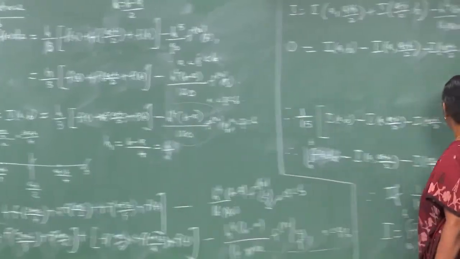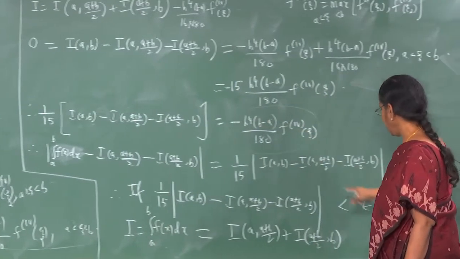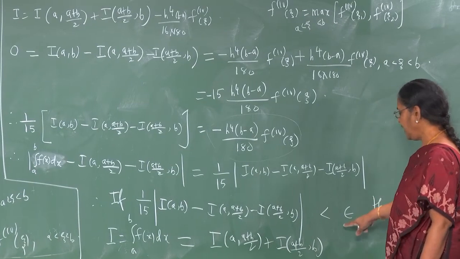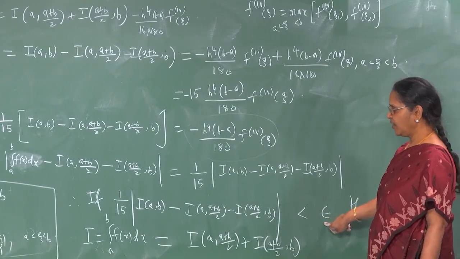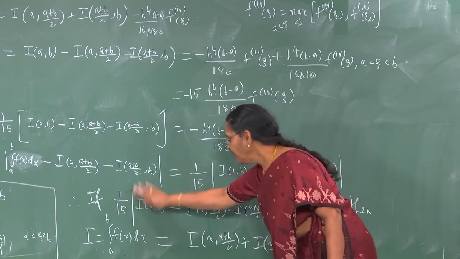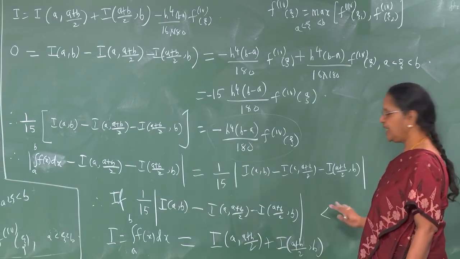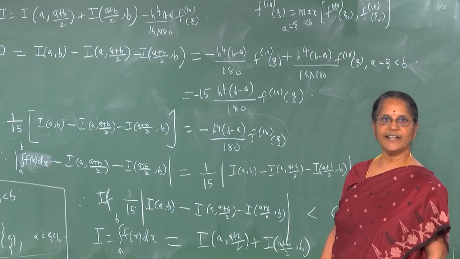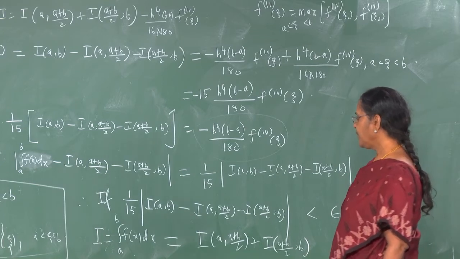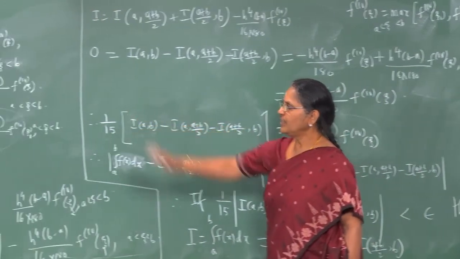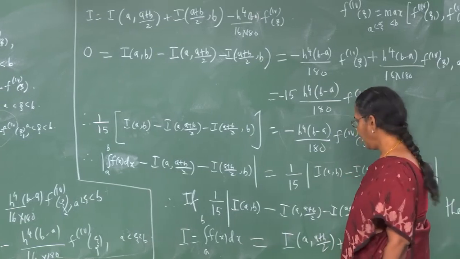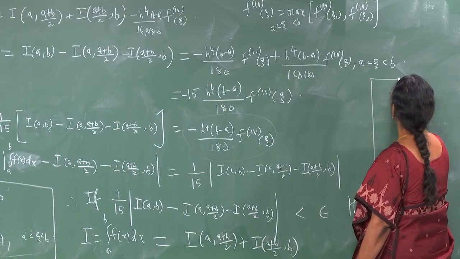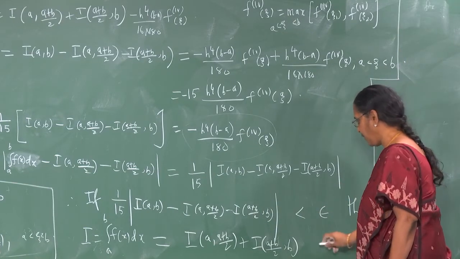And therefore, if you can make that error small according to what you require, namely correct to the desired degree of accuracy, namely if 1 by 15 of this turns out to be less than epsilon at the end of your computations, then you are through. Namely, you have obtained the value of the integral correct to the desired degree of accuracy. So, the question arises, what if this does not happen?